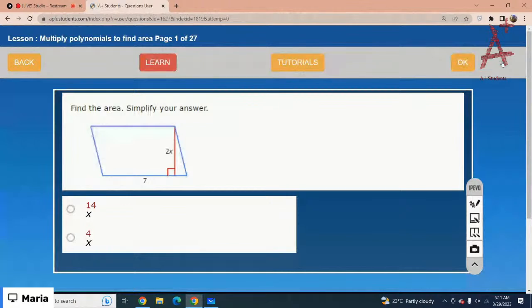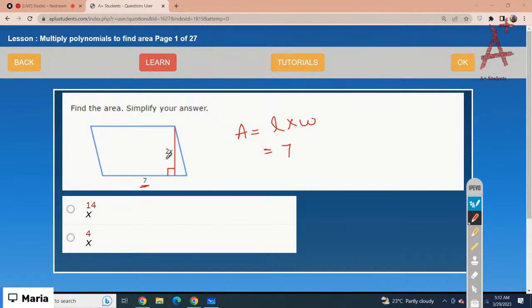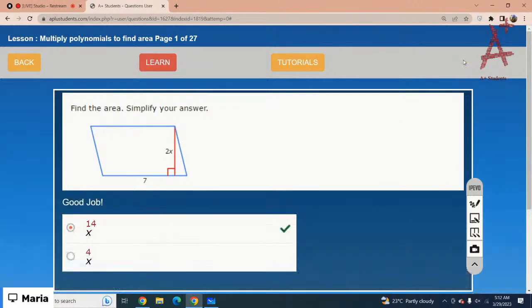Okay, find the area. Simplify your answer. Area is length times width. Got it? So length is 7 and the width is 2x. So 7 times 2 is 14. So it would be 14x. Got it? So the correct option is 14x. Option number 1 is the correct option. 14 and x also. Do not forget to mention the x. It would be 14x. Evangeline, do not forget to mention x.